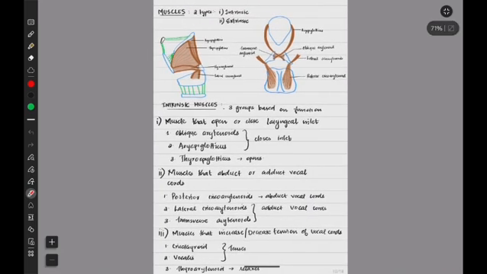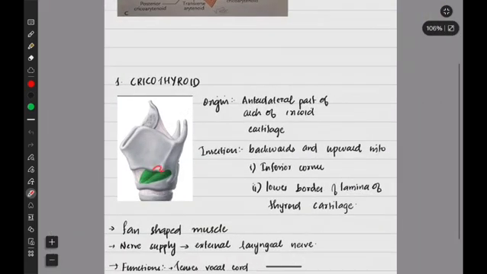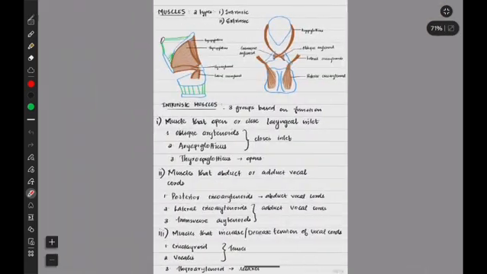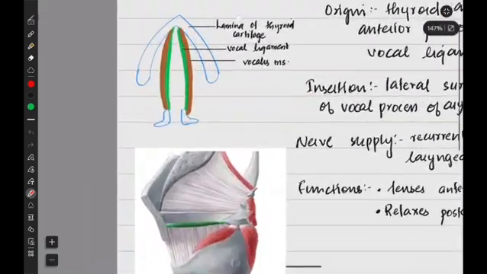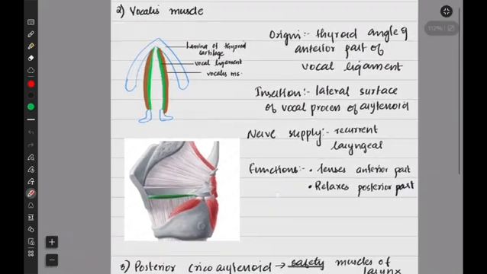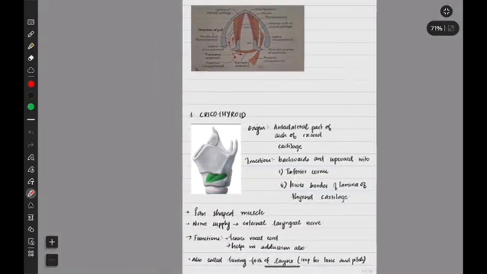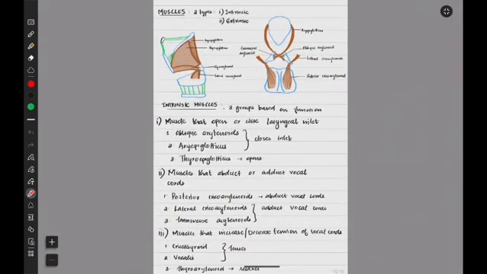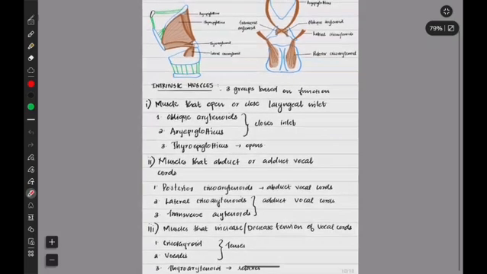Okay, so the next group of muscles based on function, the muscles that increase or decrease the tension of vocal cords. അപ്പോൾ main muscles are cricothyroid, this is the cricothyroid muscle. Then vocalis muscle, this is the vocalis muscle. And thyroarytenoid muscle, this is the thyroarytenoid muscle. Okay, so these increase or decrease the tension of the vocal cords.